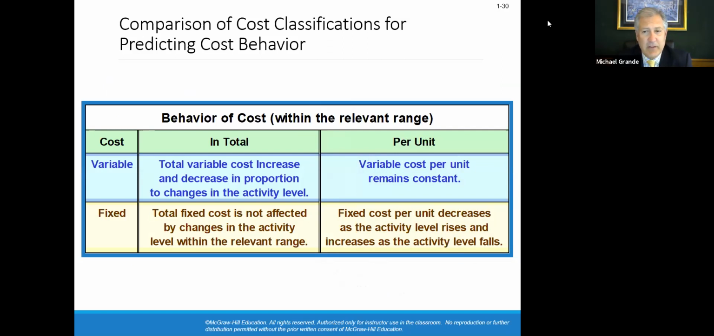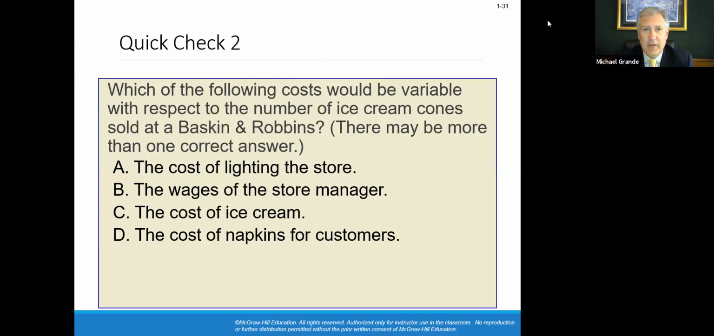Fixed cost in total. Total fixed cost is not affected by changes in the activity level within the relevant range. In other words, the classic definition of a fixed cost is the total cost stays the same as activity changes. $10,000 per month for rent, whether we produce 1 unit, 1,000 units, 10,000 units, or 0 units, it's still $10,000 per month.